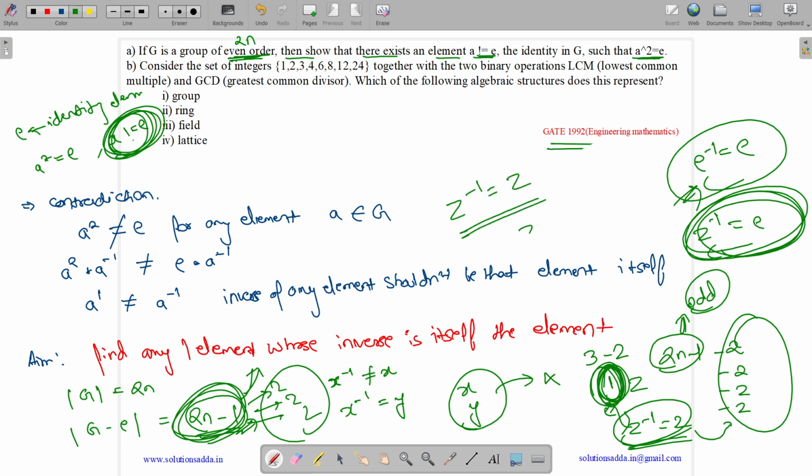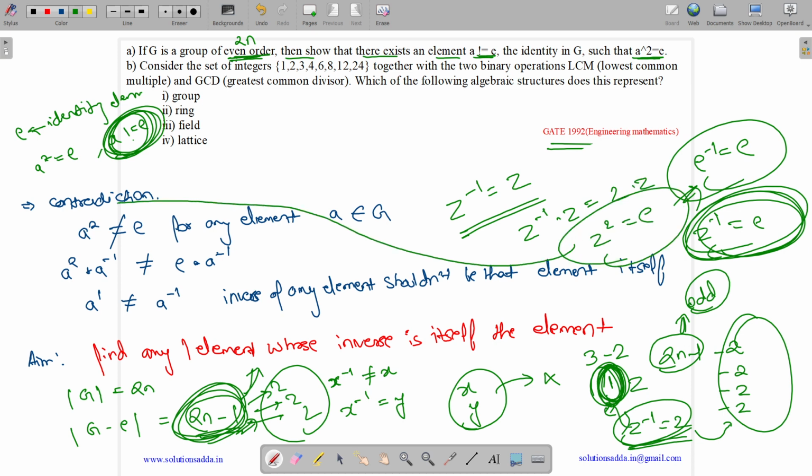Thus if we multiply z on both sides, then what do we get? z inverse into z equals z into z. So we get z square equals e. So we have got an item such that z square equals e. So this was our proof for the first part.